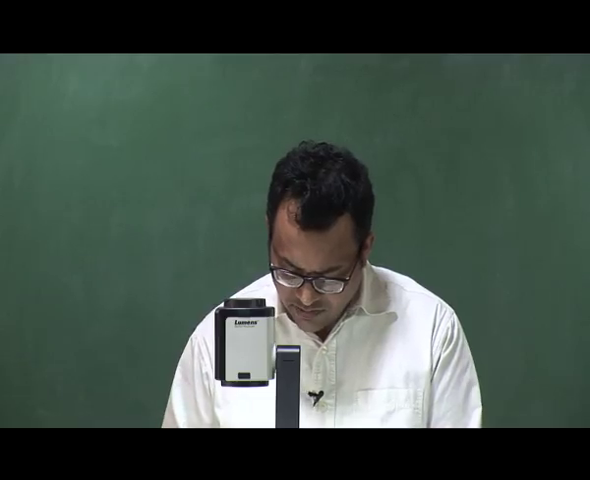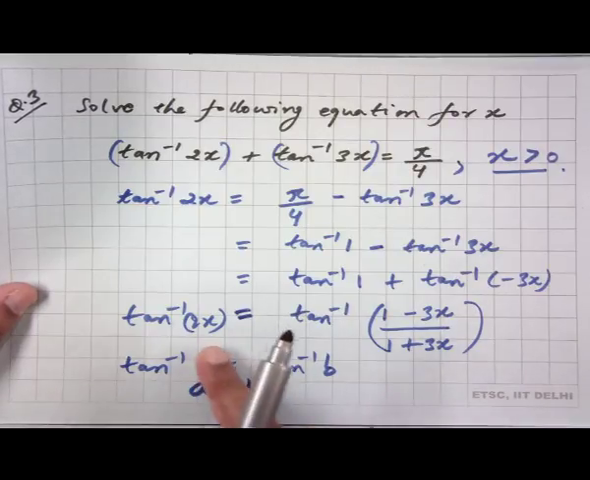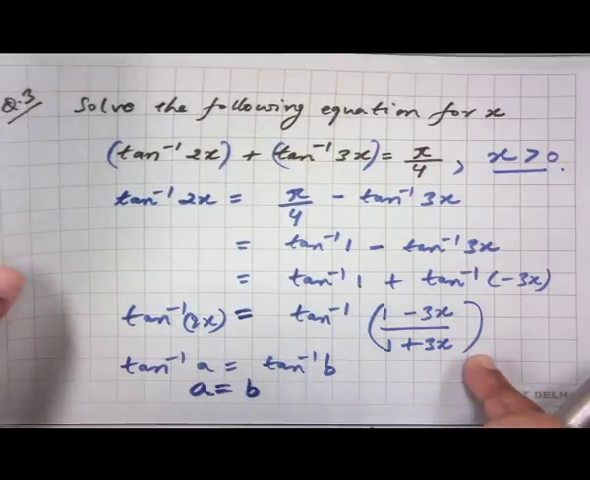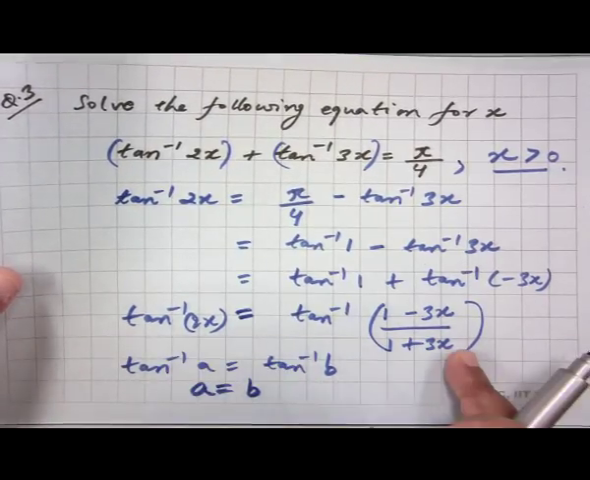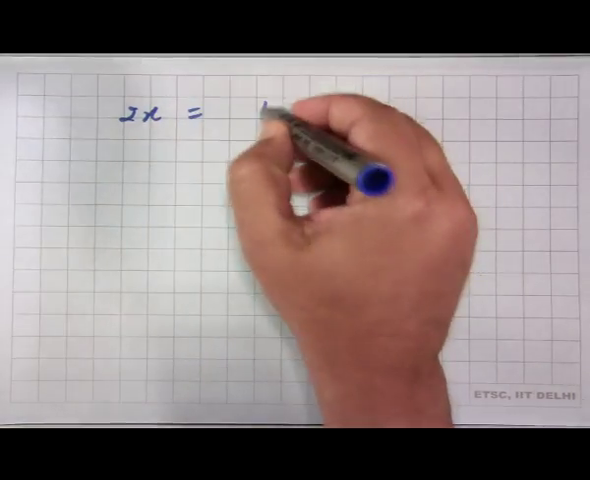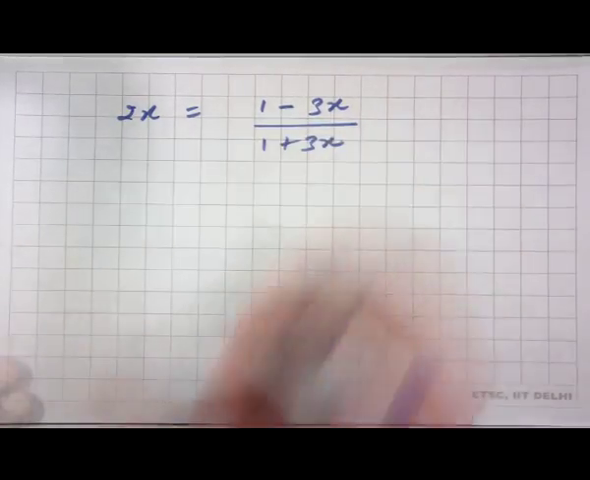This can be seen by just applying the tan function on both sides of this equation. We apply tan on both sides, and we get A equal to B. Therefore, using this fact in this particular equation, it follows that this is true if and only if 2x is equal to (1 minus 3x) over (1 plus 3x).